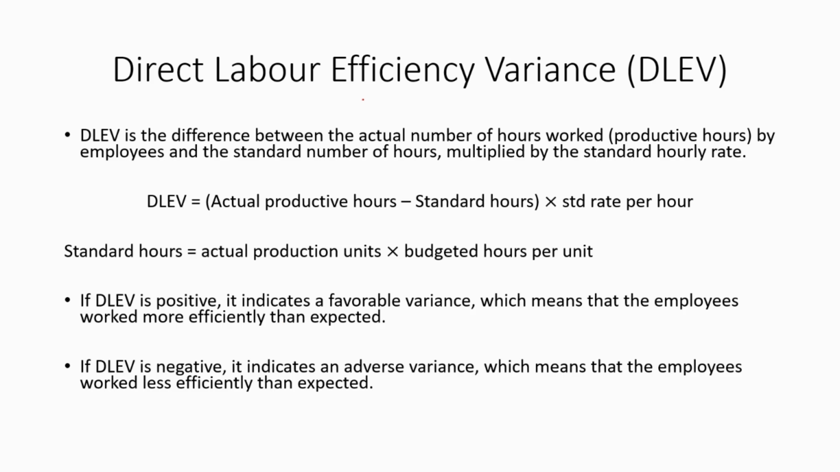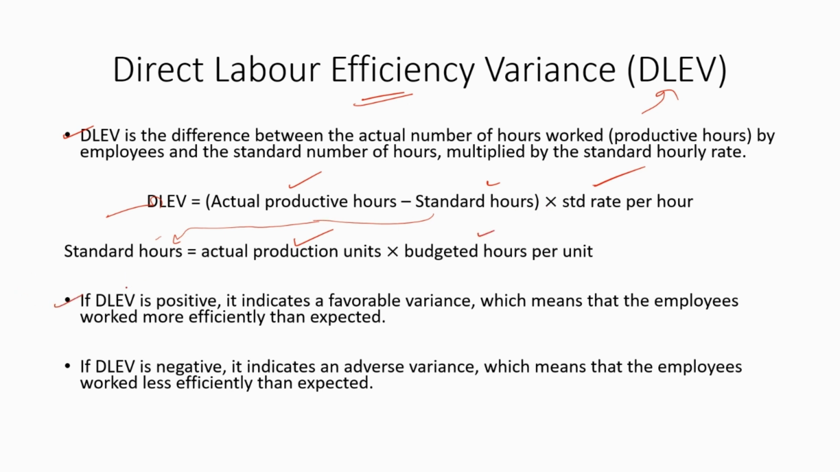Now let's discuss the direct labor efficiency variance, denoted by DLEV. Direct labor efficiency variance is the difference between the actual number of hours worked, which means productive hours, by employees and the standard number of hours, multiplied by the standard hourly rate. This is the equation we can use to calculate the direct labor efficiency variance, which is equal to actual productive hours minus standard hours multiplied by the standard rate per hour. This is how we can calculate the standard hours, which is equal to actual production units multiplied by the budgeted hours per unit.